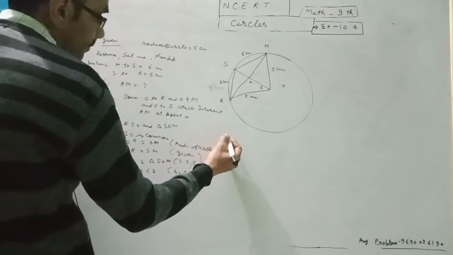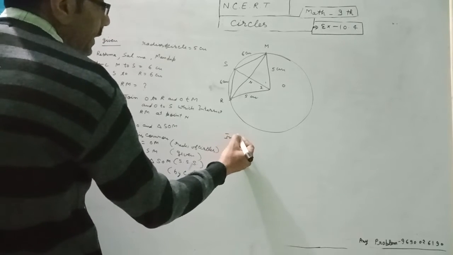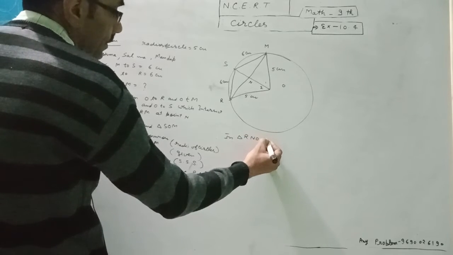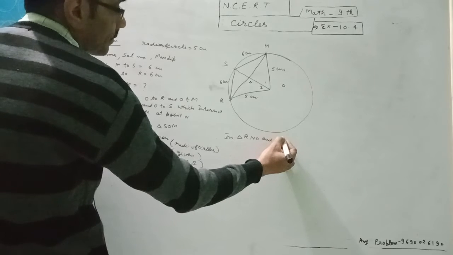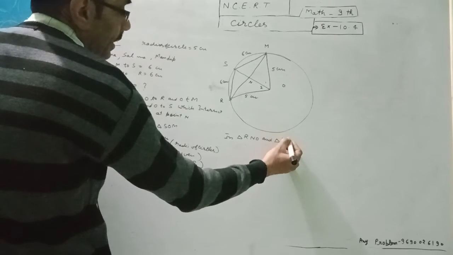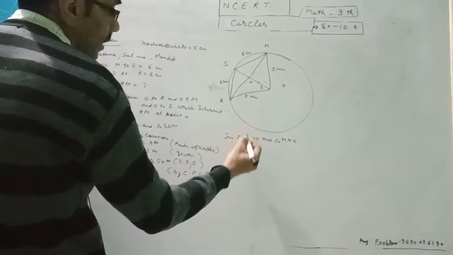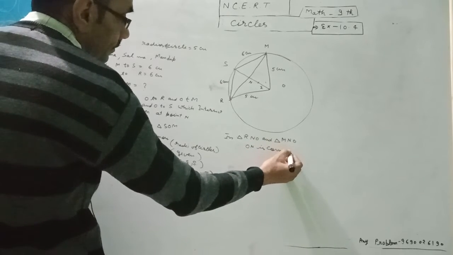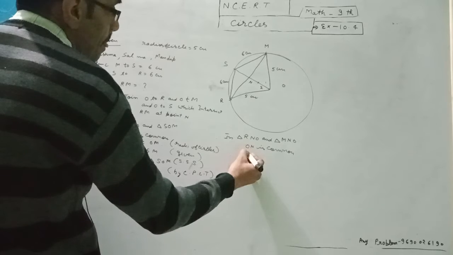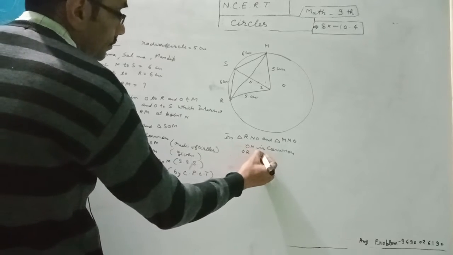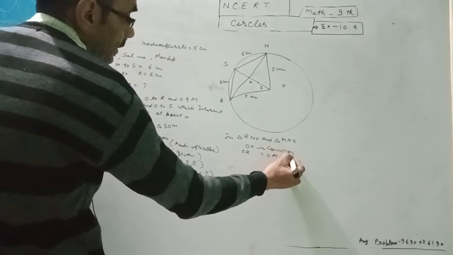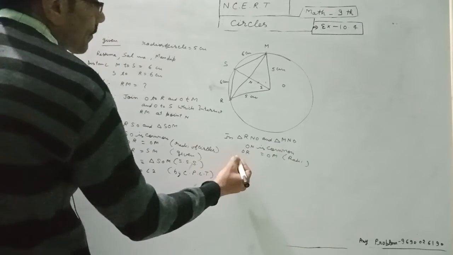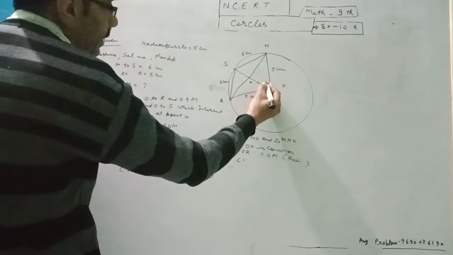Now triangle RNO and triangle MNO. ON is common, OR is equal to OM, radius of circle, and angle 1 is equal to angle 2.